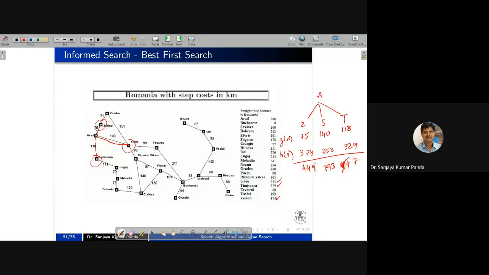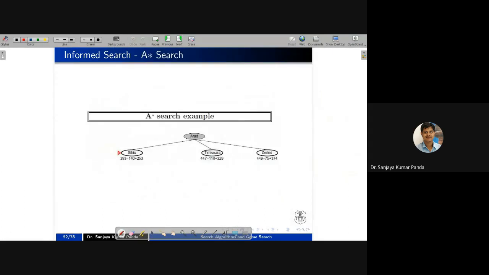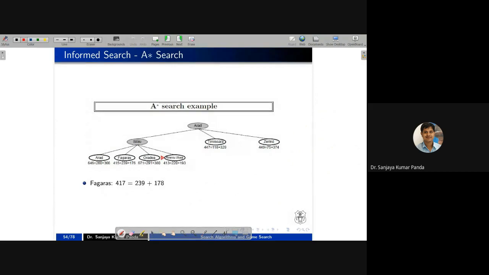Now you tell me, we consider h of n and g of n, and we found f of n, right? Which one is minimum among these three? The minimum among these three is this one, that is 393. So now if I expand S, what will I get? I will get O, F, R, and A again. Right or not? When I expand S, I got A, F, O, R.